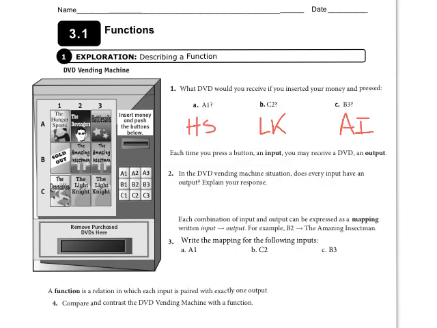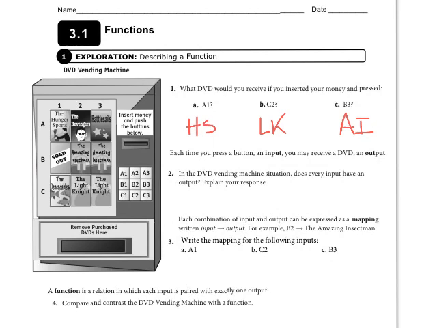Number 2 says, in the DVD vending machine situation, does every input have an output? No. Why not? Because B1 sold out. Okay, so B1 is sold out. Okay. So it says each combination of input and output can be expressed as a mapping, written input, arrow, output. For example, B2 goes to the Amazing Insect Man. So write a mapping of the following inputs.